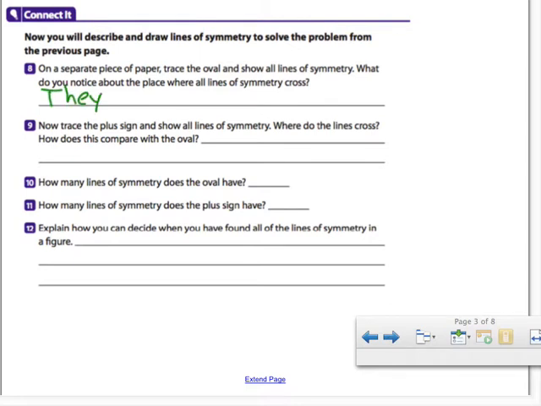They cross the center. Underline that word. Bam! Put a period. Okay. Now trace the plus sign. Now we don't have to. Where do the lines cross?